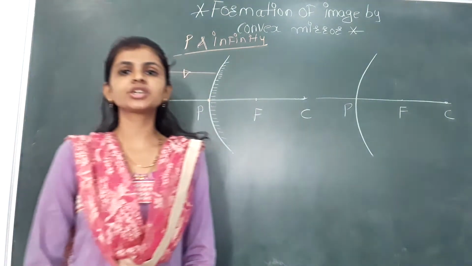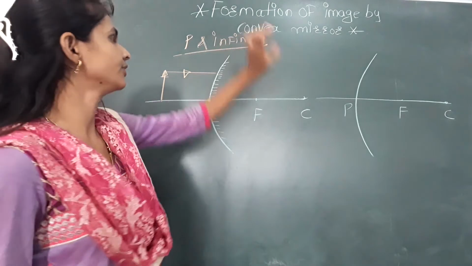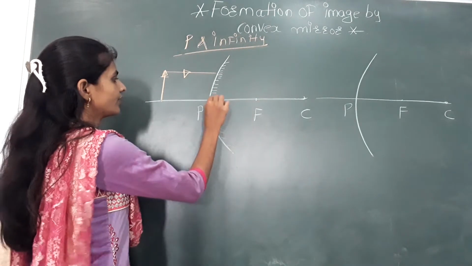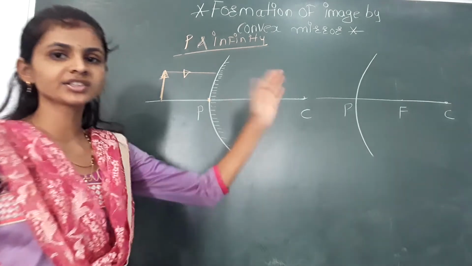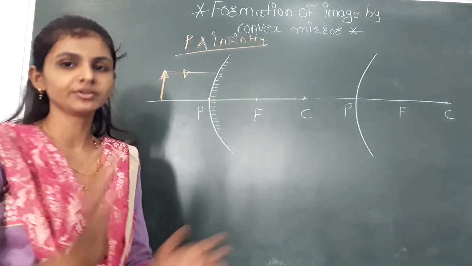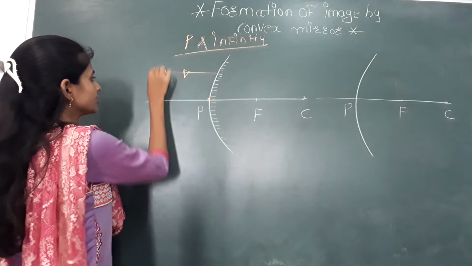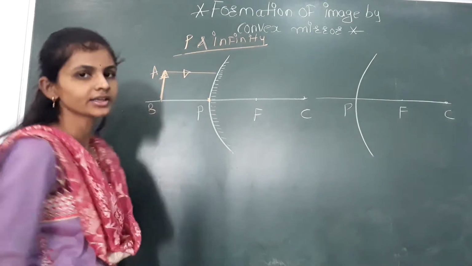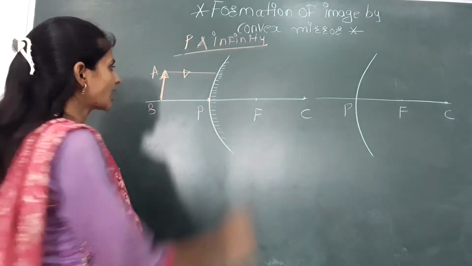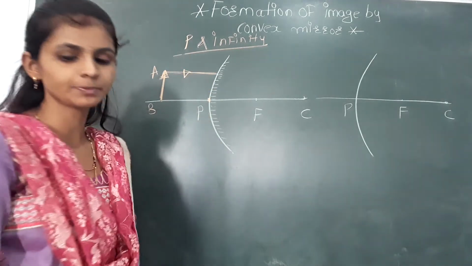The first position is when we keep an object between the pole and infinity, and the next one is when we keep the object at infinity. So let us discuss that. Whenever we keep the object between the pole and infinity, we can keep the object anywhere. The first ray we pass is parallel to the principal axis.